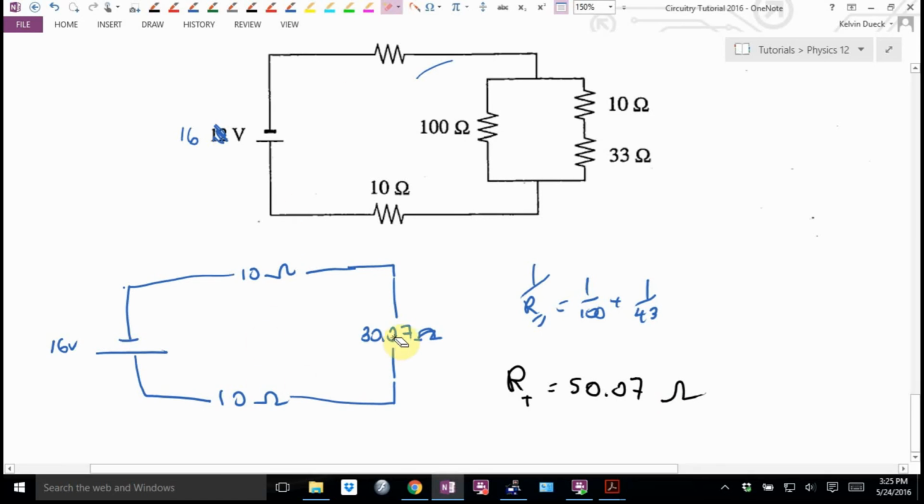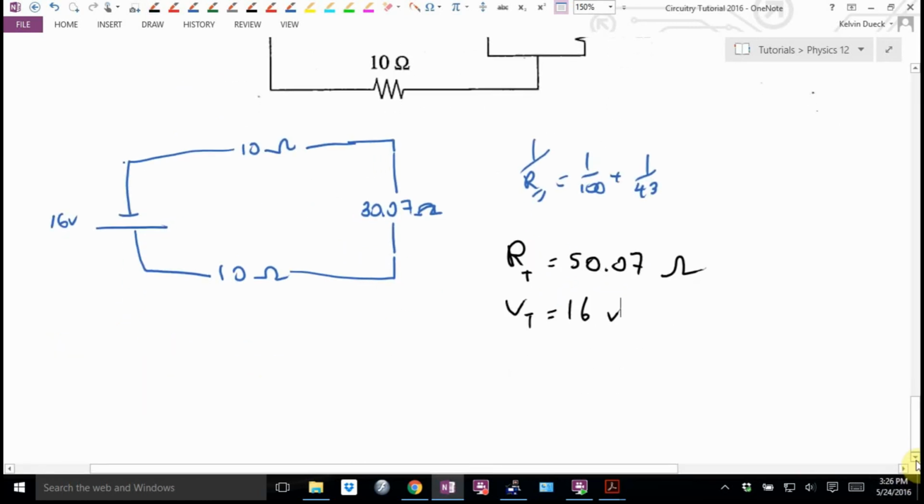10 plus that? Yeah. And I do know the total voltage, 16, that's what's coming from my battery. Okay. What if this was a terminal voltage question? What if you had the bump? We'll tackle one like that in a second. Now this question's going to fall apart.